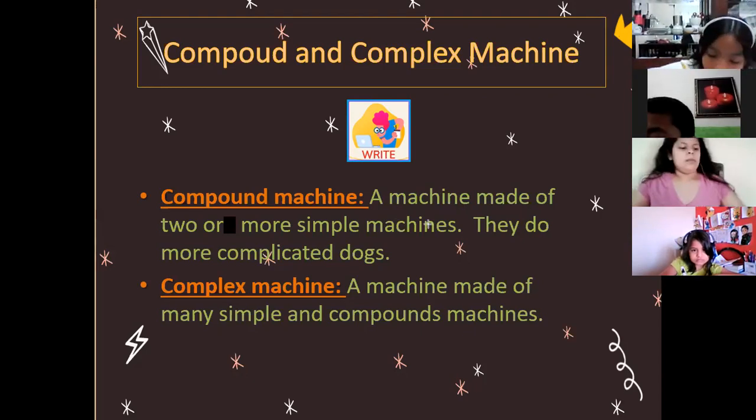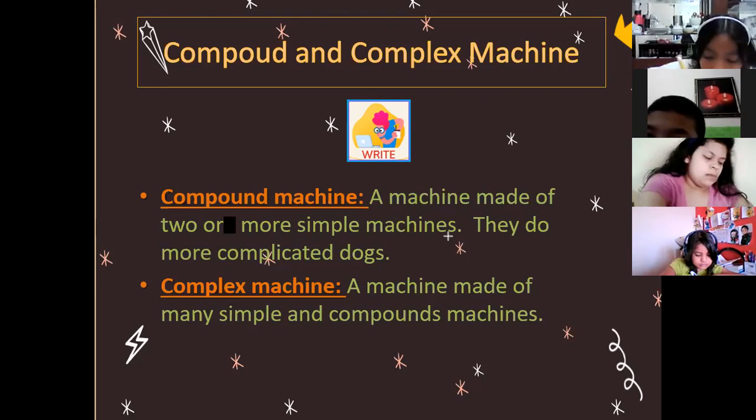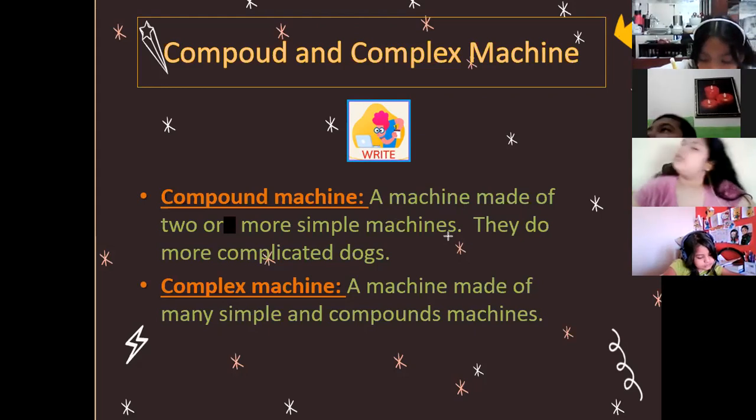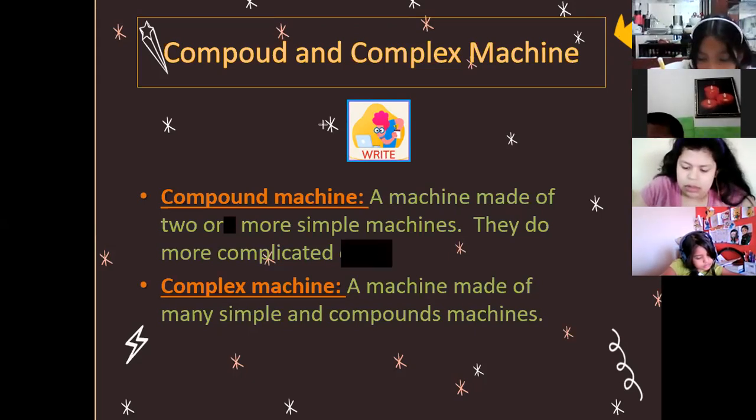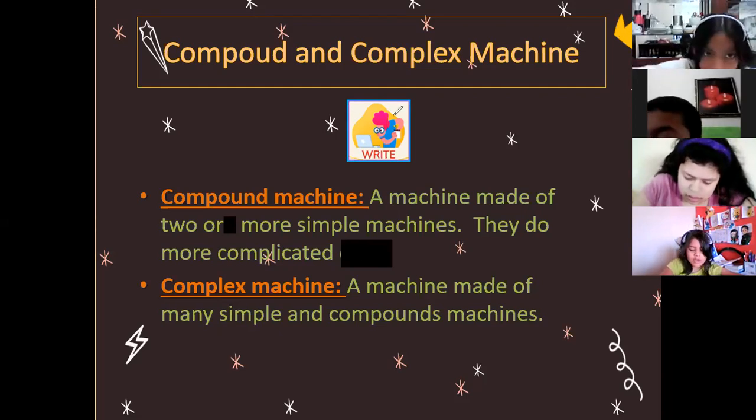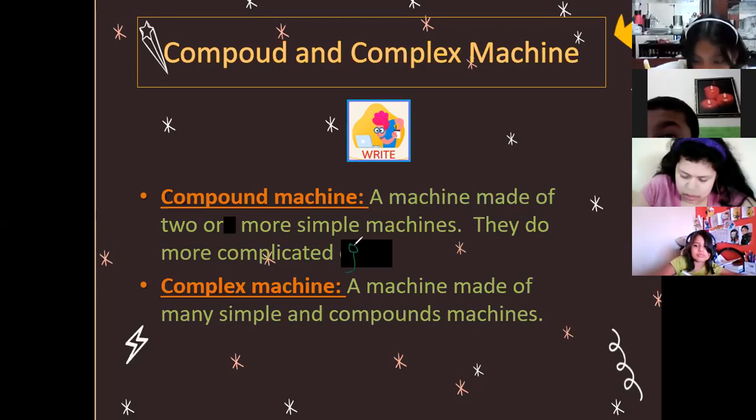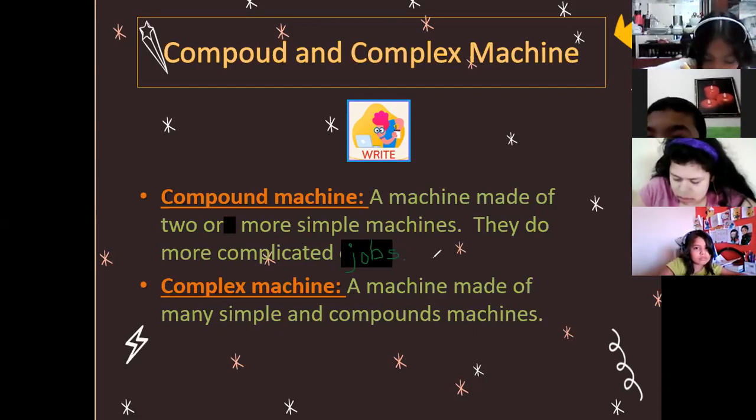A compound machine, again, is a combination of simple machines. When you put them together, you create a machine that is not so simple. They do more complicated jobs, okay? More complicated jobs. Okay?